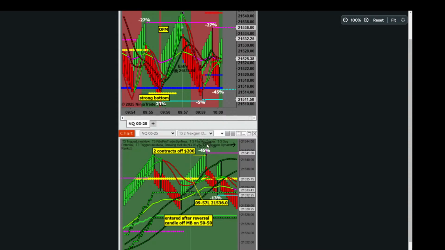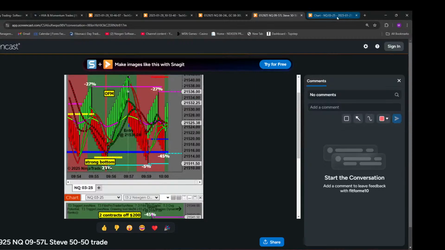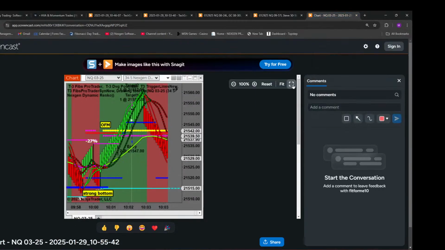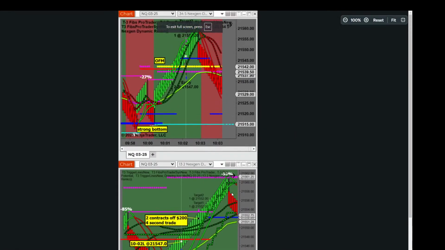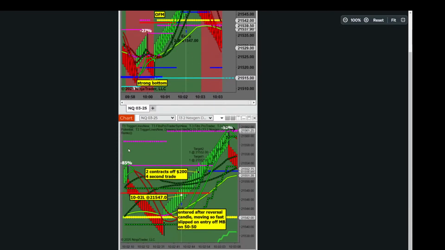You've got all of your typing caught up in your indicators there. So tempting the fates and taking quick profits because you know that you are. I can't yell at you. Momentum, split triggers. Entered on the reversal bar, moving so fast it slipped on the entry.